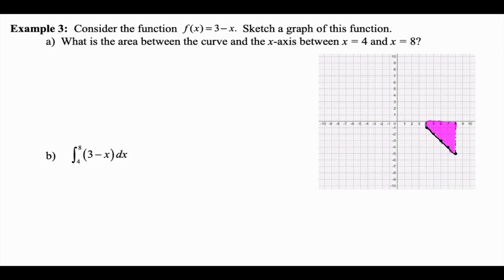So the function is 3 minus x, and it goes from 4 to 8. So all the y values are negative. So it only exists under the x-axis. So if it only exists under the x-axis, you're going to shade back up towards the x-axis.